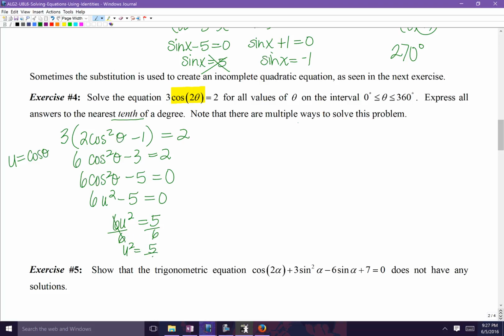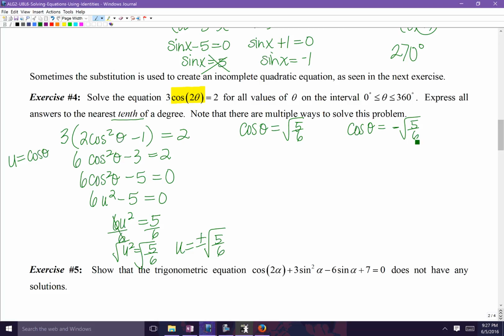And if something's squared, you've got to take the square root of both sides. So u equals plus or minus. Remember, when you take the square root of something, you have to put plus or minus. Okay, so remember, u doesn't have a value of u. U really means cosine of theta. So cosine of theta could equal the positive square root of 5 over 6, or it could equal the negative square root of 5 over 6.